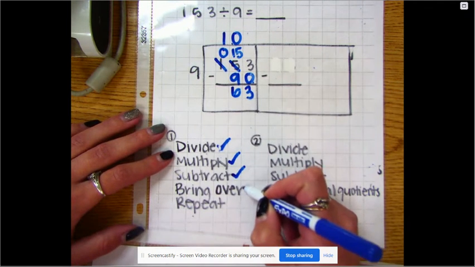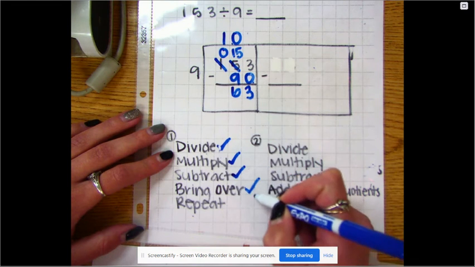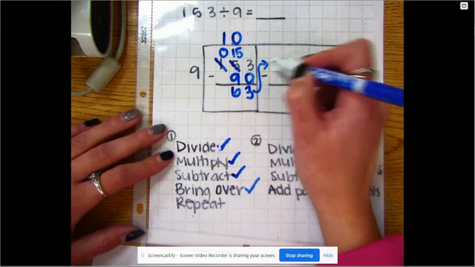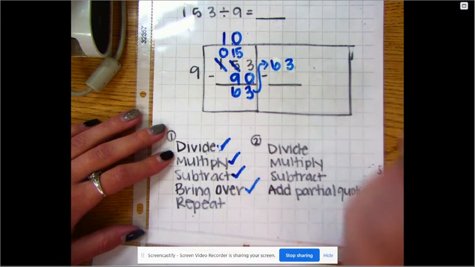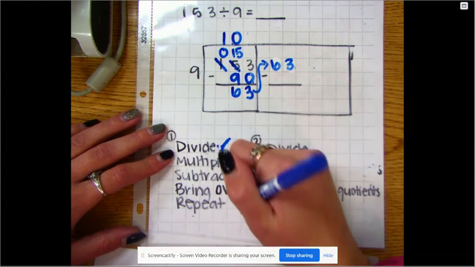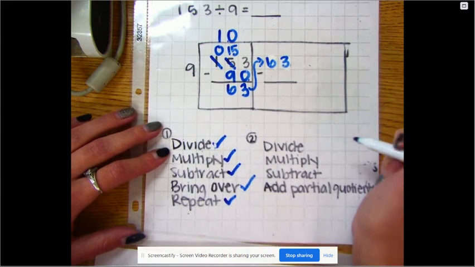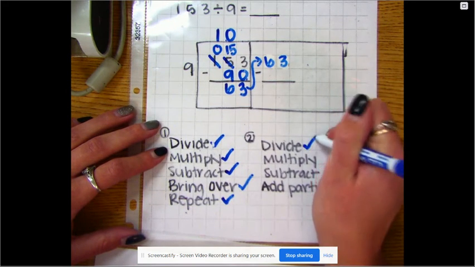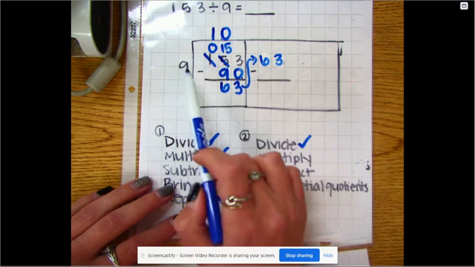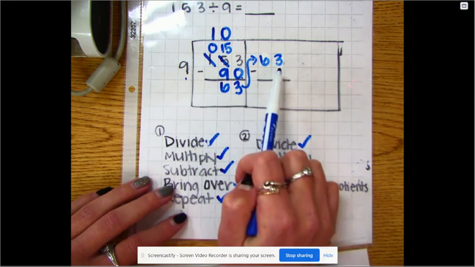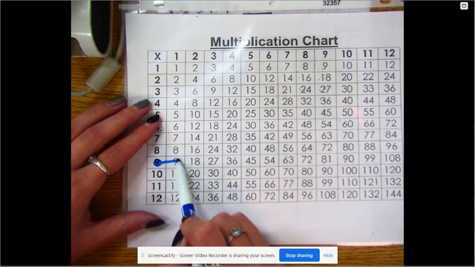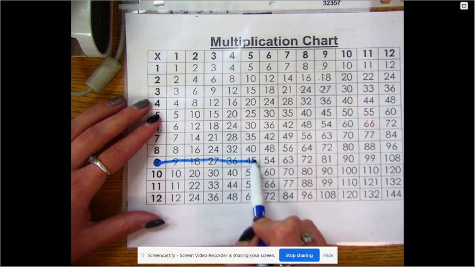And if I look at my next step, I need to bring it over. If you remember, it's going to travel up here and it gets to be on top of the world. It's the king of the hill. And now we're going to repeat. Okay, let's look again. What's the first step? Divide. So I'm going to ask myself, how close can 9 get to 63? Let's look. I have 9 here, and I'm going to see if it can get close or perfect to 63.